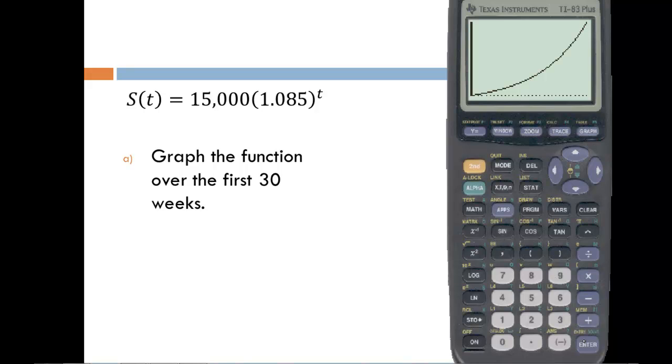And so this is what an exponential growth function will typically look like. It's an increasing function, and it is concave up. In this case, it's increasing at an increasing rate.